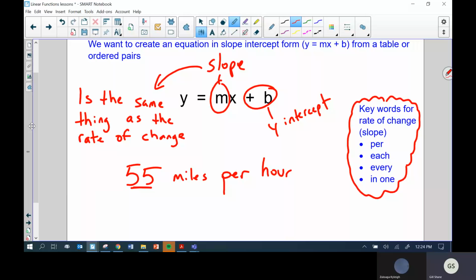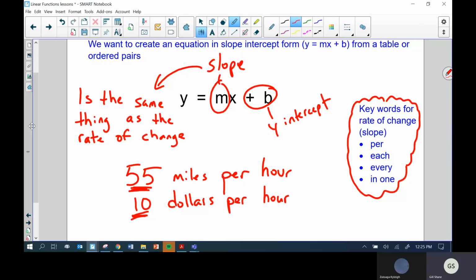Another rate of change. Dollars per hour. So like, if you get a job and you have a wage, $10 per hour. That's another slope or rate of change. Common, very common. So the number itself is the rate of change. It's the number that is the rate of change.